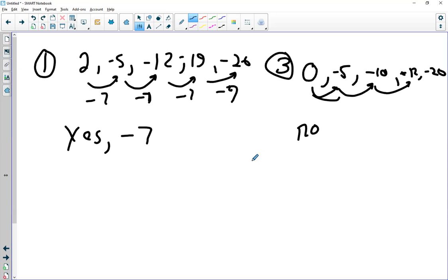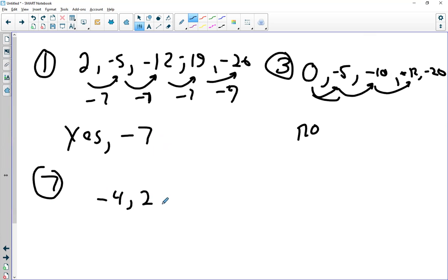So if the question was, is it arithmetic? The answer is no. But on your test, it's going to say, is it arithmetic, geometric, or neither? For number 4, you would write down geometric because it's multiplying by 2 each time. Okay. All right. Let's look at 7.